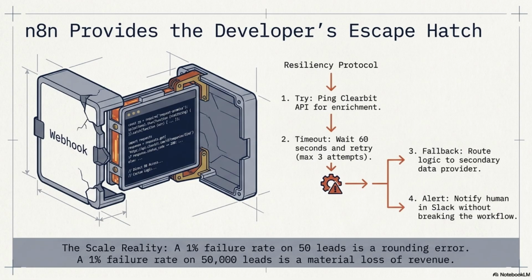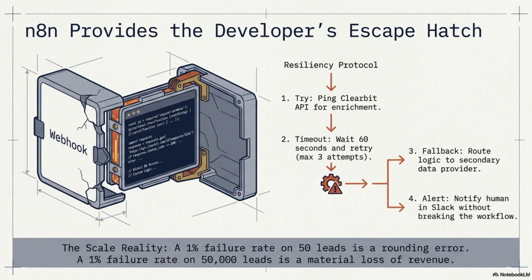Oh, that's interesting. Yeah, you can instruct the workflow: try to ping the Clearbit API for enrichment. If it times out, wait 60 seconds and retry. If it fails 3 times, branch the logic to a fallback data provider. And if that fails, alert a human in Slack without breaking the rest of the workflow execution. Wow, okay. That level of resiliency is critical when you are processing thousands of leads. I mean, a 1% failure rate on 50 leads is just a rounding error. Yeah. But a 1% failure rate on 50,000 leads, that is a material loss of revenue.